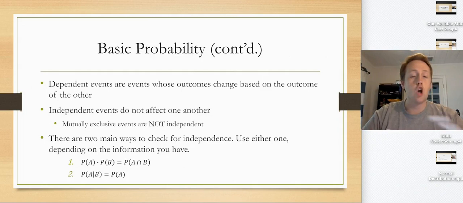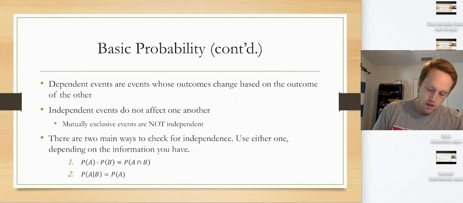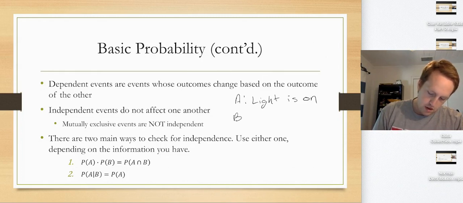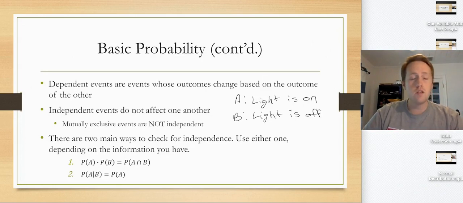Mutually exclusive events are not independent. So the example that I always use is event A is the light is on. Event B, the light is off. Those events are mutually exclusive. They cannot happen at the same time. They are not independent because if A happens, I know that B didn't happen. If the light is on, the light is not off.